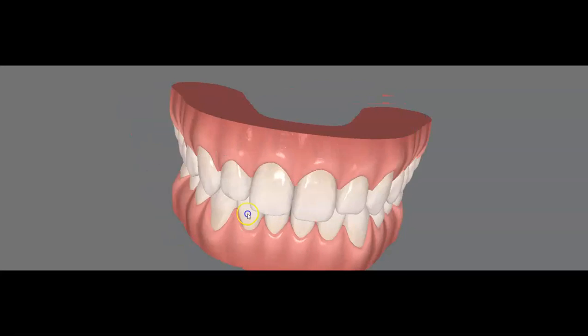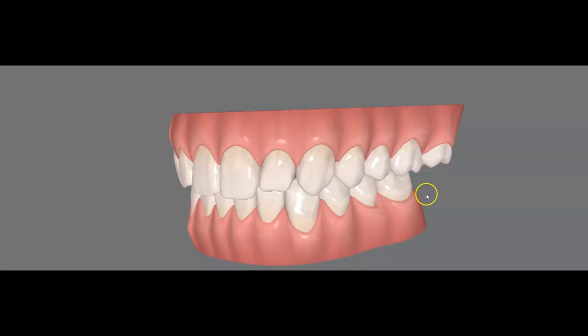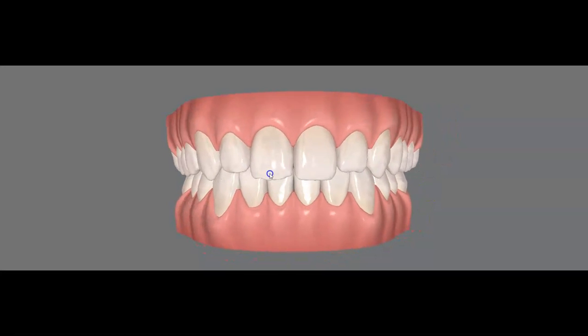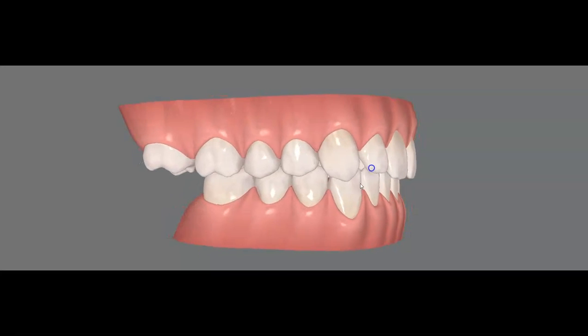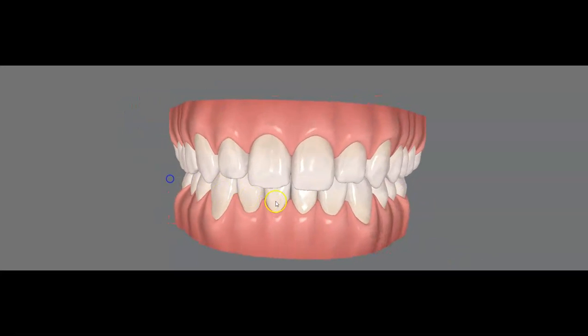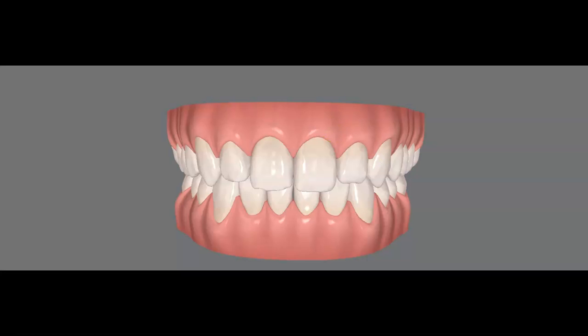Don't worry about these missing teeth. This patient had infections in them, but we're basically correcting the wrong bite by shifting teeth into the right position. And remember, class 1 occlusion is what we always want to bring our teeth to.